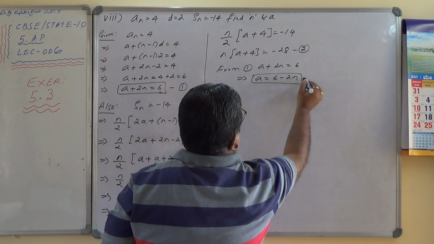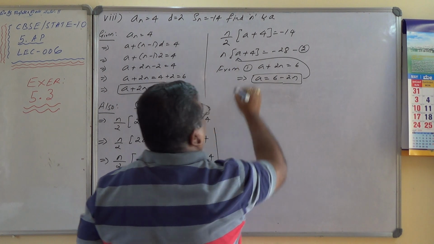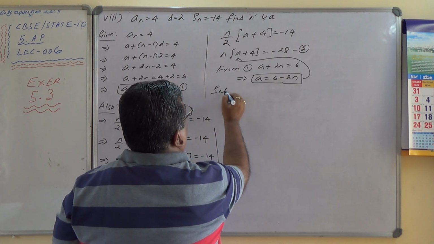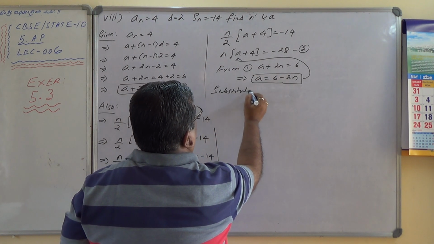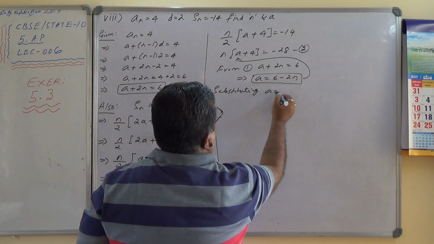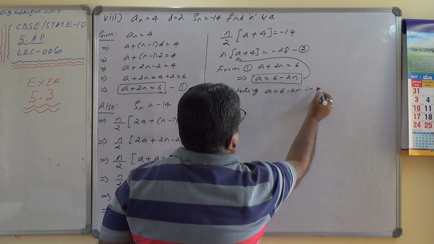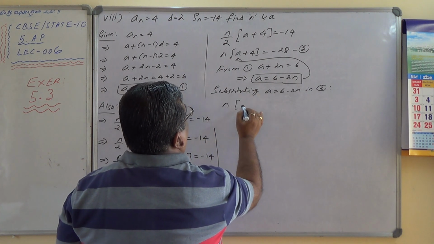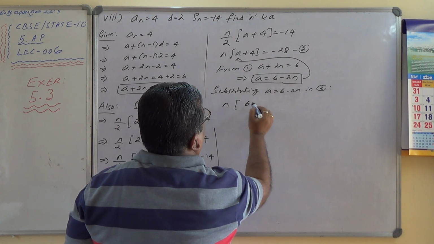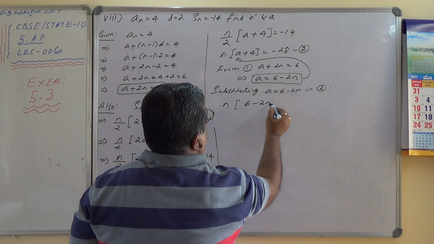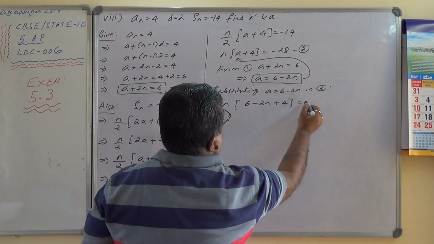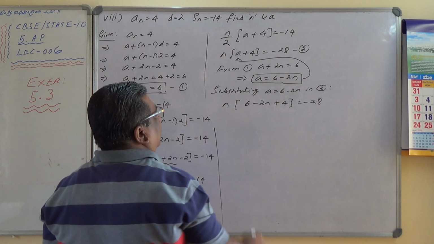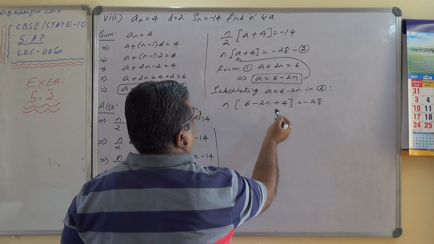So this value I will substitute here. Substituting a equals 6 minus 2n in 2. What do we get? N into a plus 4 is nothing but n into 6 minus 2n plus 4 equals minus 28. So 6 plus 4, 10.